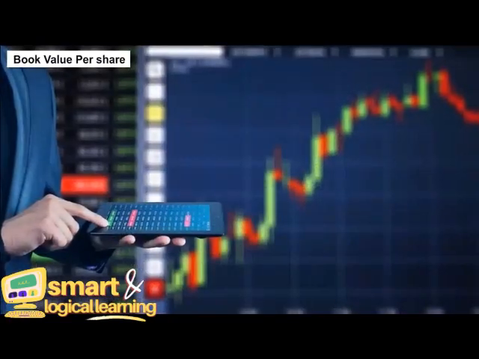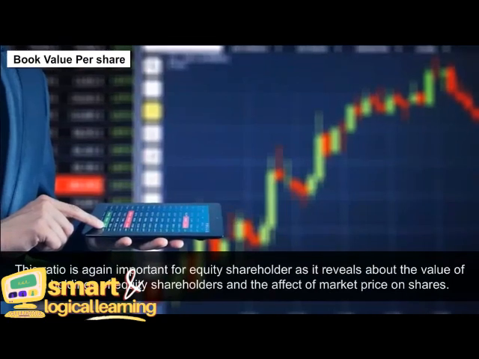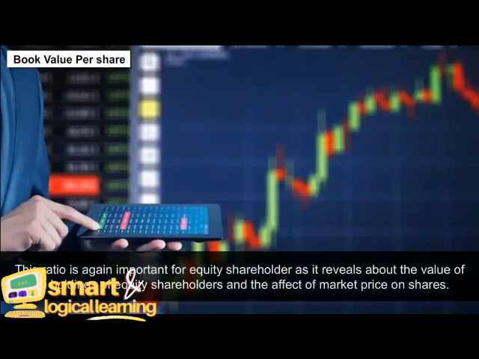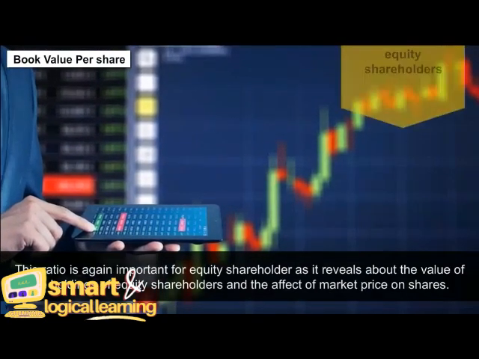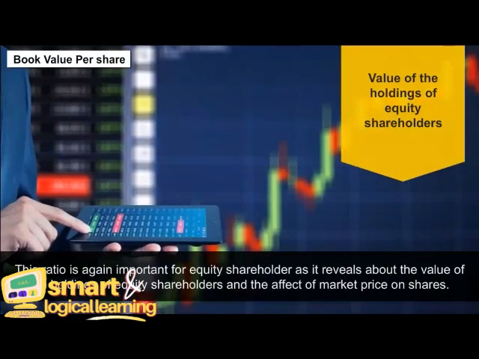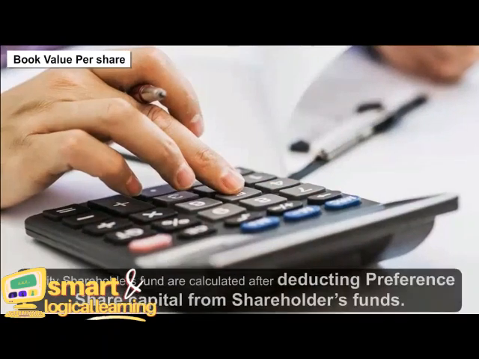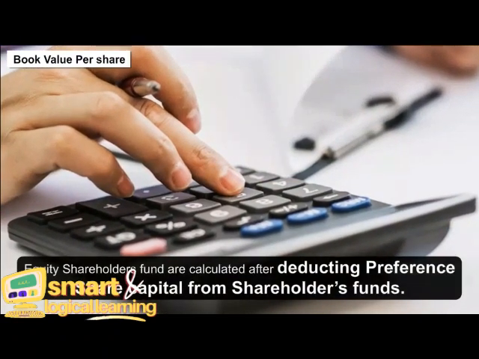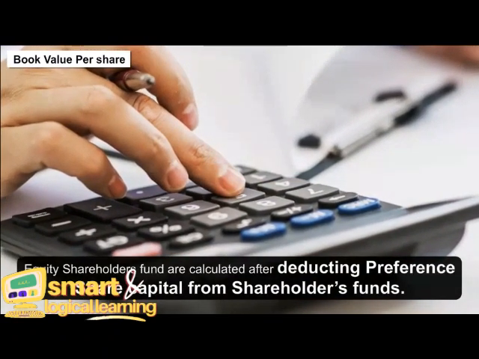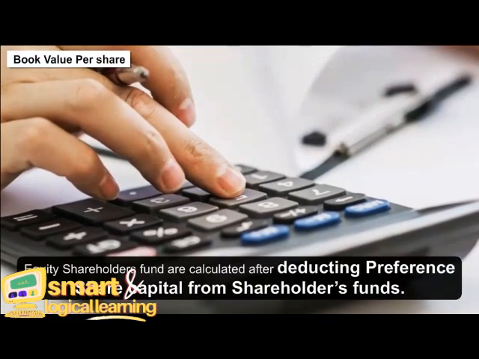Book value per share. This ratio is again important for equity shareholders as it reveals about the value of holdings of equity shareholders and the effect of market price on shares. Equity shareholders' fund are calculated after deducting preference share capital from shareholders' funds.